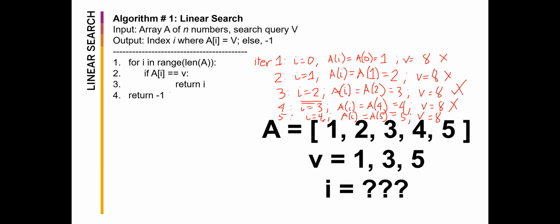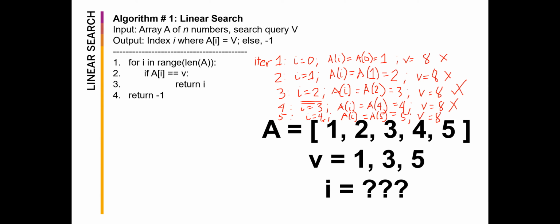We don't have any statement for A of I not equal to V, so we go to the next loop and add 1 to I. A of 1 is equal to 2, V is equal to 8, still not equal, so we iterate again. We add 1 to I, so I equals 2, A of 2 equals 3, V equals 8, still not equal. So we make another iteration, and we go to the fourth, then the fifth iteration.